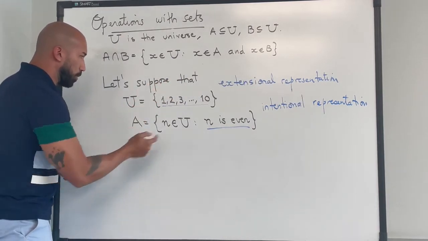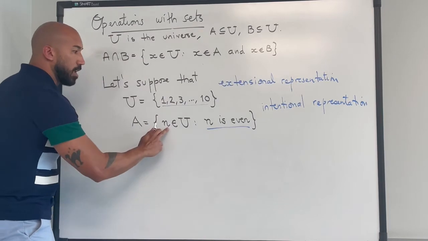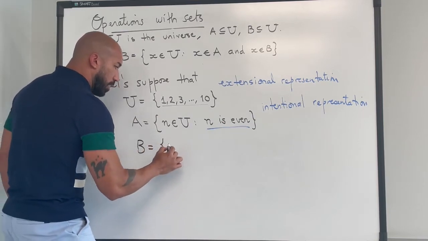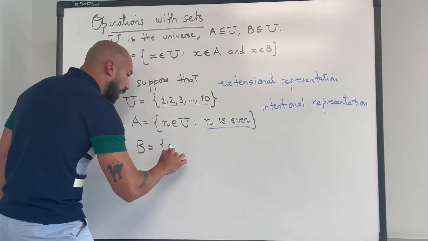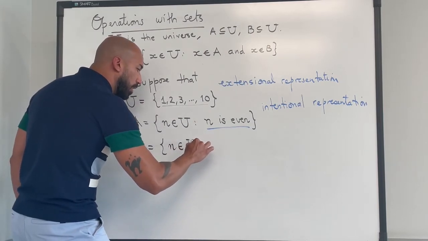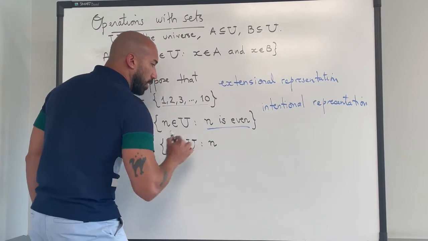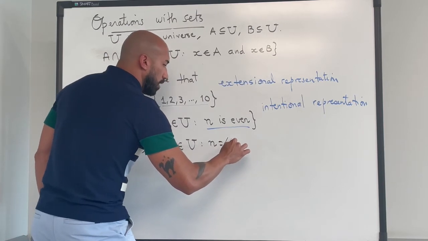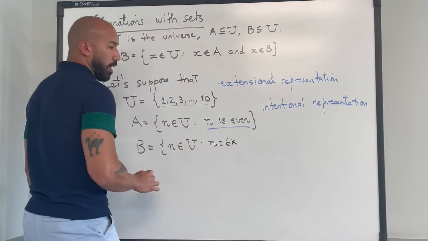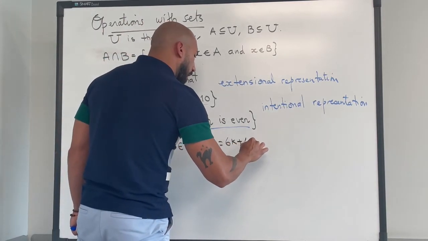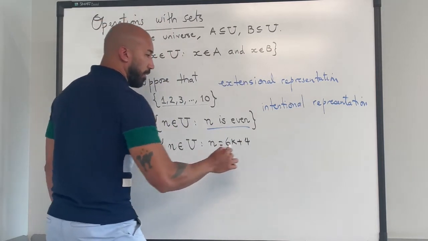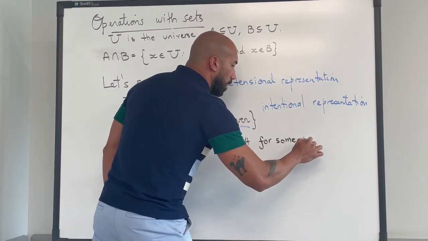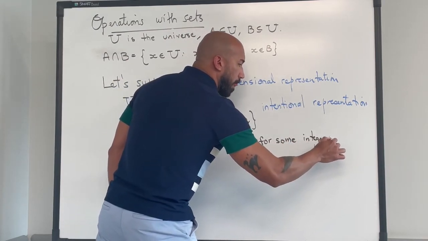And we have this universe, all natural numbers from 1 to 10. A are the elements in this universe that are even, and B is going to be the elements in the universe such that n is equal to 6k plus 4 for some integer number.